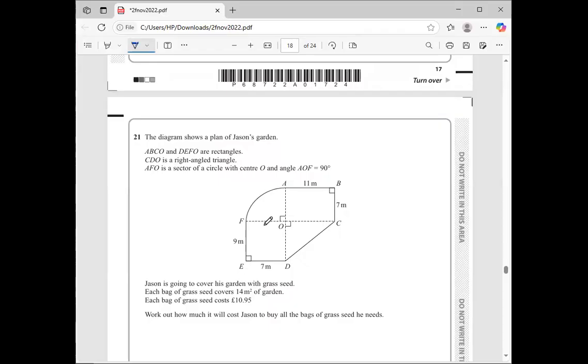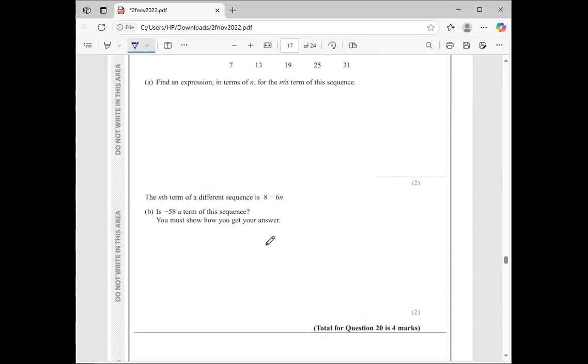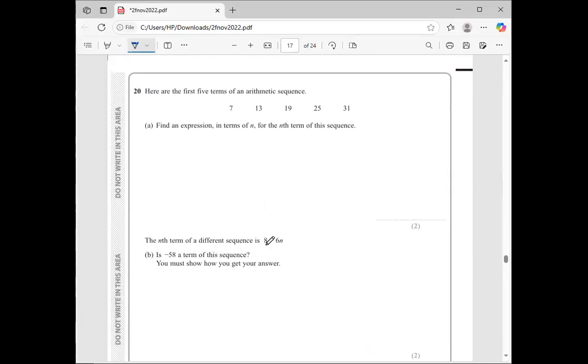Because it's simple. It's just to find the area of a quarter of the circle, find the area of this rectangle, find the area of this triangle, and find the area of this square, and add everything together. That's all. Very easy. Then do the other calculations there.